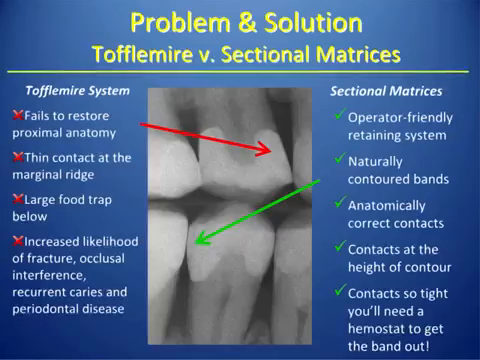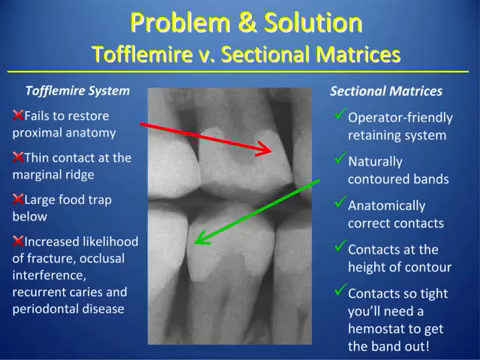When we look at matrix systems, we have really two choices. One are Tofflemire or circumferential bands, right? Something that wraps entirely around the tooth. And then our sectional matrix systems like our Palodent Plus system. Really, that Tofflemire can often fail to restore proximal anatomy correctly. We can often see, because we've been using wooden wedges, kind of triangular shaped interproximal areas as opposed to well contoured or well rounded interproximal areas.